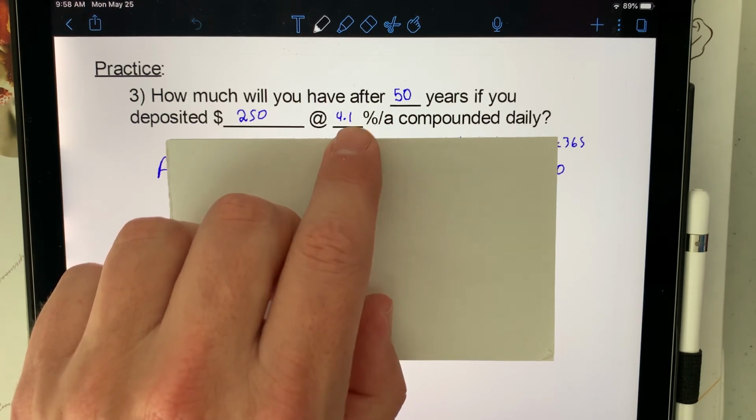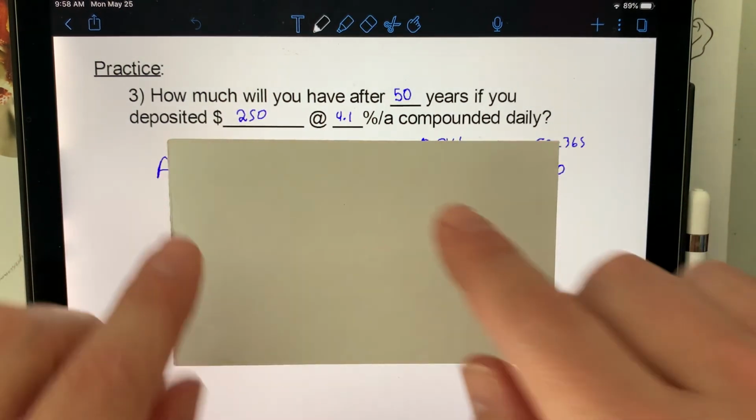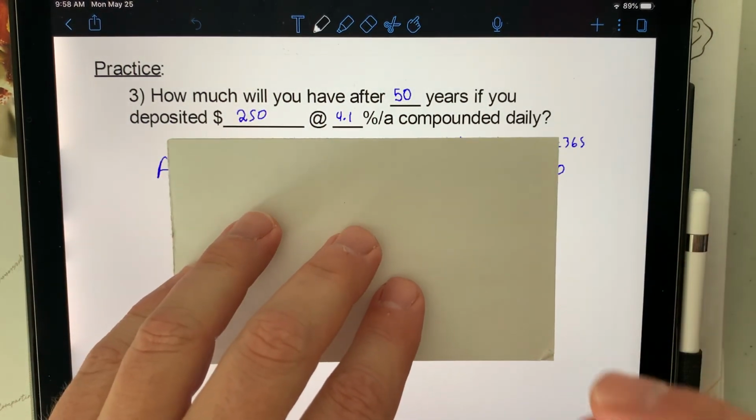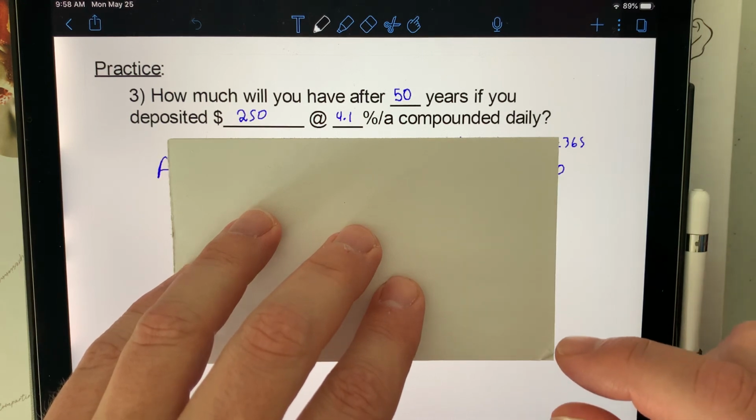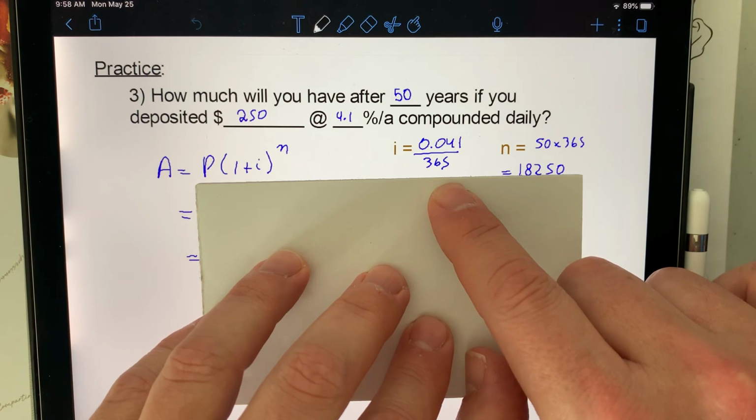The I is 4.1, which is 0.041, right? But that's for a full year. If that's the full year, a day is like really, really small. So we need to divide it by 365 to know how much they're going to pay us one by one. So that would be 0.041 divided by 365, because there's 365 days in 1 year.